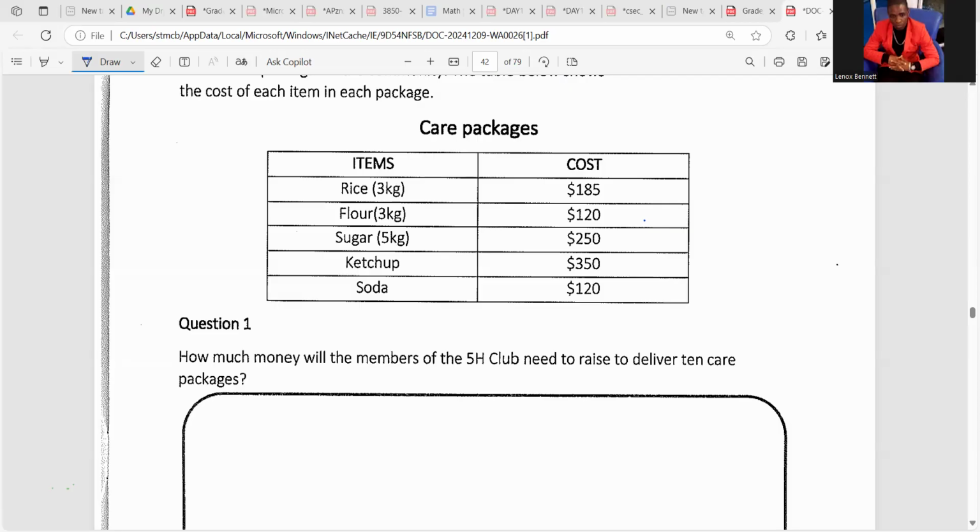All right, guys. One question. Let me just clarify something. Someone actually called me on the phone to ask, and somebody texted me and said this. This that we are giving represents one care package. Notice the word each. See there, it says the cost of each item in each care package. So this is the cost of just one care package. All right, but you are to find the cost of 10 of these care packages. All right, hope that clears the air in terms of a lot of persons asking it.